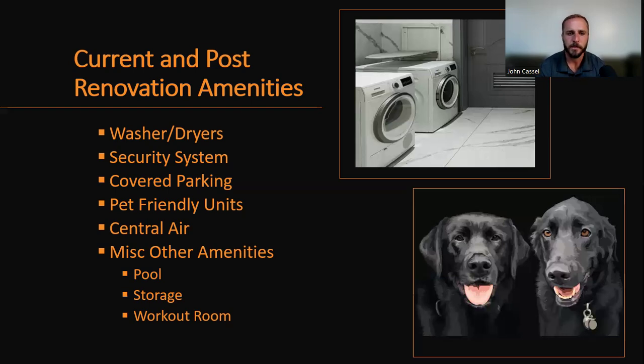Pet friendly units. These are good to have because you can attract a wider tenant base if you're allowing tenants to bring their pets. So you can charge more for that. You can charge a security deposit, typically a non-refundable pet deposit, and then basically an additional $35 to $50 a month in rent for having the pet there.